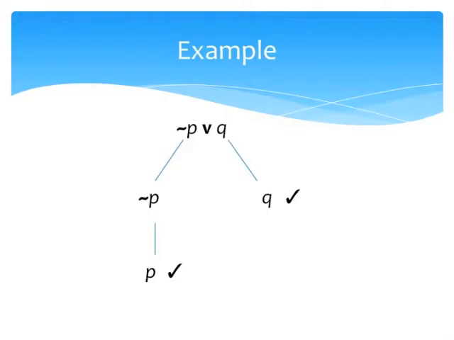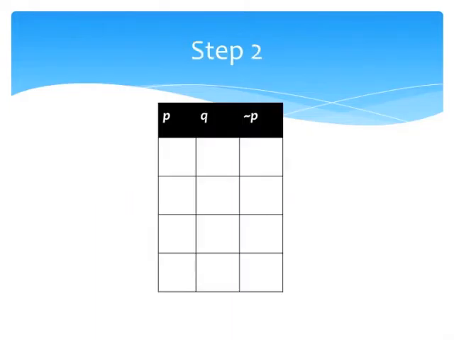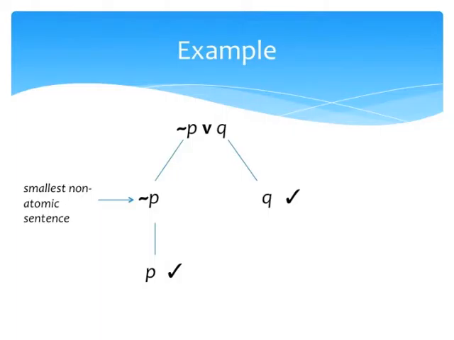So we know that we already have the truth values for P and for Q, because those are the first 2 columns. Now we see that the smallest of the non-atomic sentences that compose not P or Q is not P, and we don't have a column for that yet. So we're going to start with a column for not P. And here it is. And since we have a column for not P and for Q, which are the immediate components of not P or Q, we are ready to build our column for not P or Q.